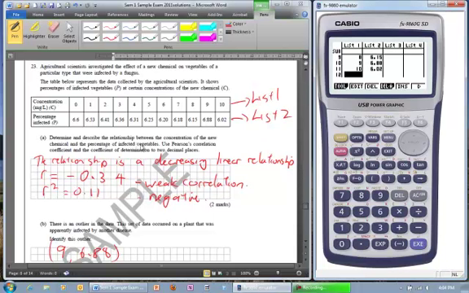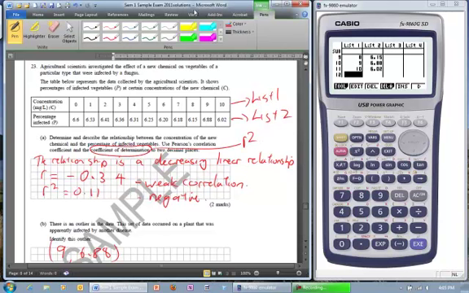Determine and describe the relationship between the concentration of the new chemical and the percentage of infected vegetables. So this is putting concentration of chemicals and seeing how much is being infected. Hopefully the more chemicals we put on there, the less infections we have. We want to find out the Pearson's correlation coefficient and the coefficient of determination. Another way of saying that is the R squared version, which gets rid of the negative or positive slope.